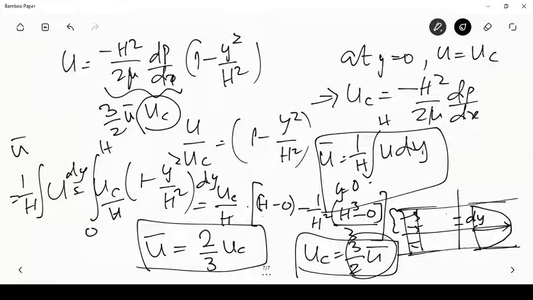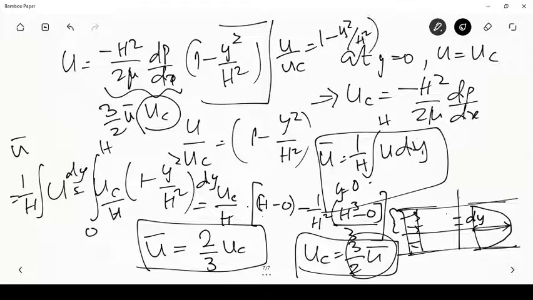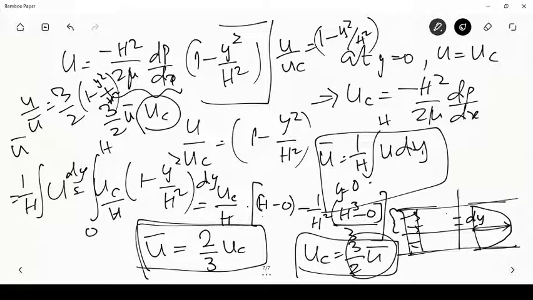Your velocity profile will therefore look like u by uc is equal to 1 minus y squared by h squared. This is one way of writing it. The other way of writing it would be u by u bar is 3 by 2 multiplied by 1 minus y squared by h squared. So it's the same velocity profile. You are writing it either in terms of uc or u bar, and they are related to each other using this expression.